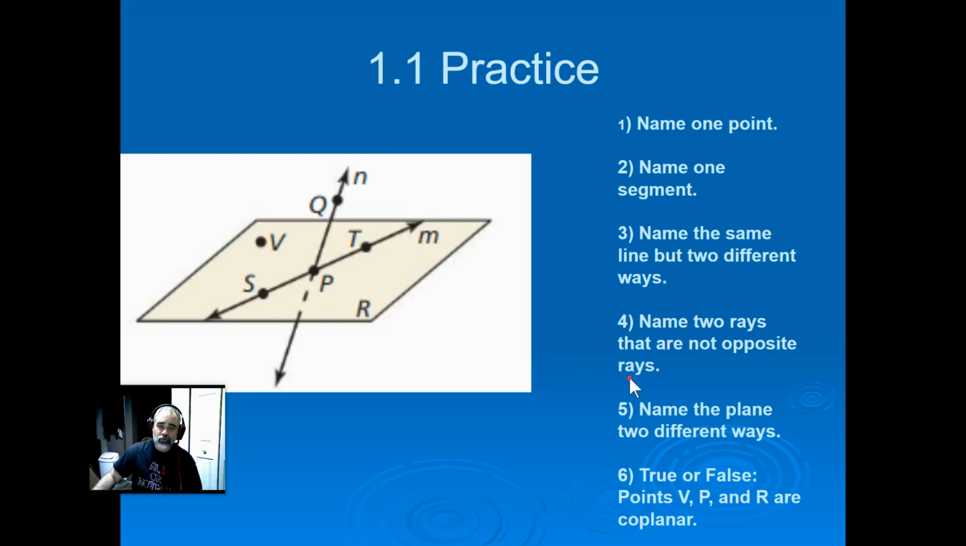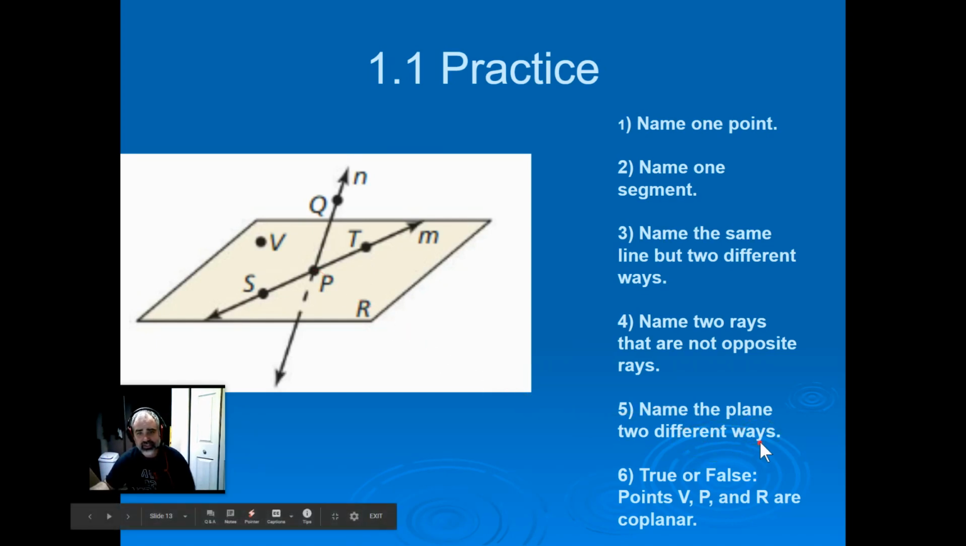The same line 2 different ways. Maybe you could say line PT and line ST, something like that. It's the same line represented by 2 different letters. So any of the letter combinations in this line would give you the same exact line. 2 rays that are not opposite, again, so long as they're not meeting at the same point and going opposite directions, they're not opposite rays. So you could say PT, TS, ST, and PT, anything like that. So long as they both don't have one point as P, they're going to be correct.